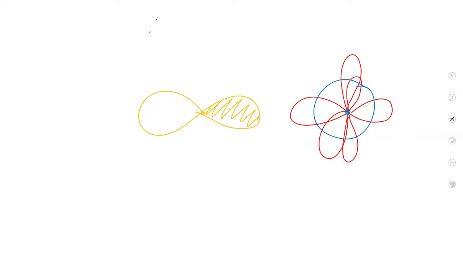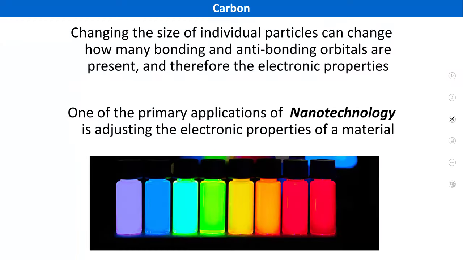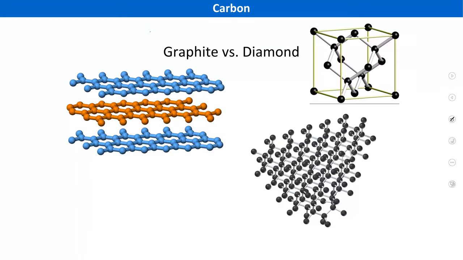So anyway, let's take a break. Let's come back at 5 after, and we'll talk more about carbon and nanotechnology. Let's make diamonds. Diamonds are boring. We make nano dots.